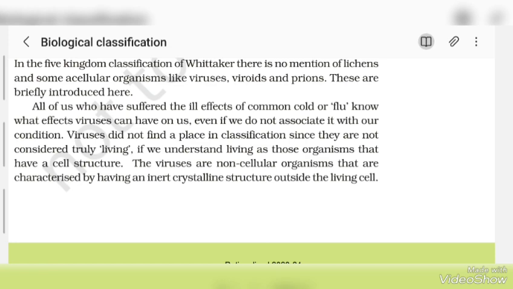All of us who have suffered the ill effects of common cold or flu know what effect viruses can have on us. Even if we do not associate it with our condition, viruses did not find a place in classification since they are not considered truly living. If we understand living as those organisms that have a cell structure, the viruses are non-living organisms that are characterized by having an inert crystalline structure outside the living cell.